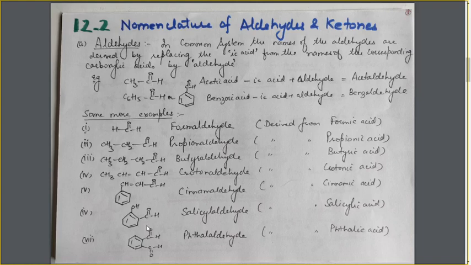And for this compound, the corresponding carboxylic acid is salicylic acid. This is the same compound which you have read earlier in alcohol, phenols and ethers, the previous chapter, during the preparation of aspirin. From this salicylic acid, the name of the aldehyde becomes salicylaldehyde. And in case of this compound, the carboxylic acid is phthalic acid, and the name of this aldehyde becomes phthalaldehyde.